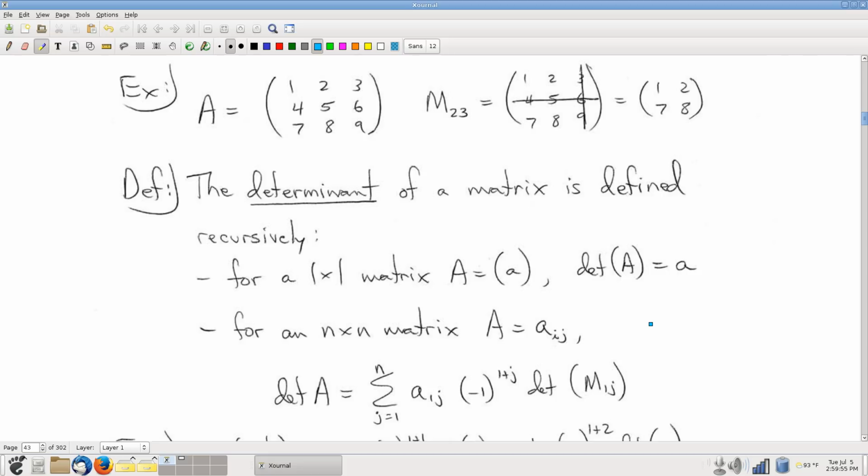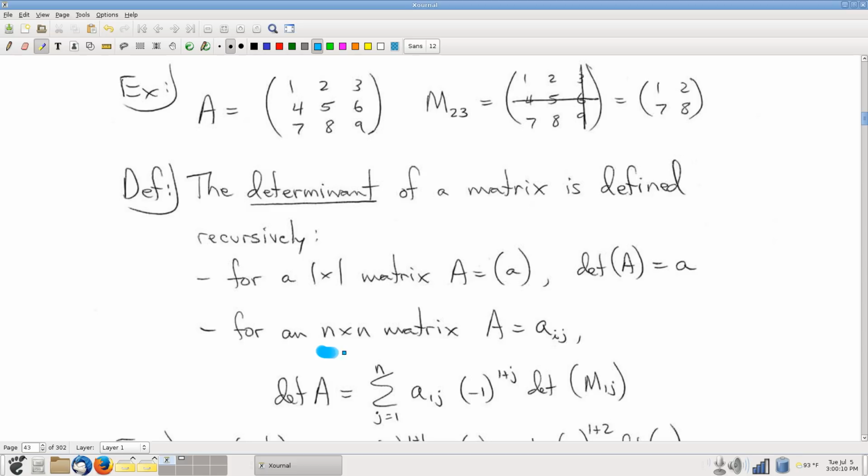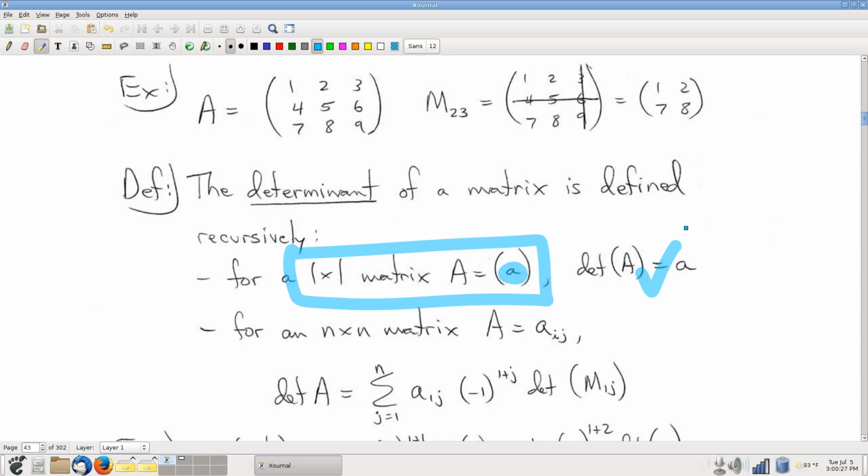The determinant is defined recursively. So what that means is we're going to start off by giving an explicit definition for the easiest case of small 1-by-1 matrices, and then the subsequent definition for larger matrices will depend on our definition of smaller matrices. So let's go into the details. Given a 1-by-1 matrix, well, of course, if a matrix is 1-by-1, it only has one entry, and the determinant is that value. All right, very innocent definition.